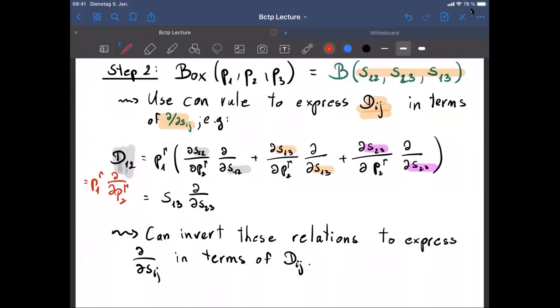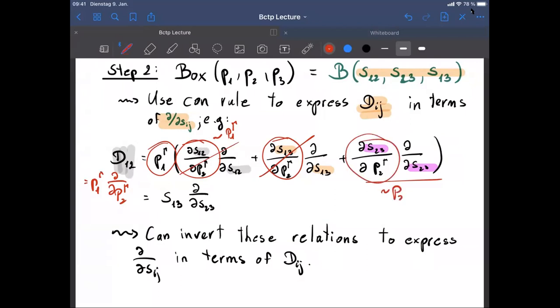So clearly, when you look at s13, which is P1 dot P3, differentiated with respect to P2, this is 0. If you look at s12, differentiated with respect to P2, this will be proportional to P1 mu. But you have to contract it with P1 mu, so you get P1 squared, which is 0. So also this term goes away, and you're just left with the last one. This is proportional to P3 mu, contracted with P1. So you get s13 times d/ds23. So it's just the chain rule. It's nothing magical.